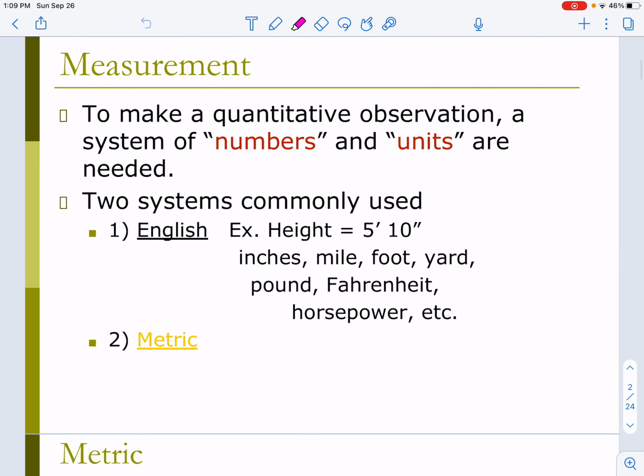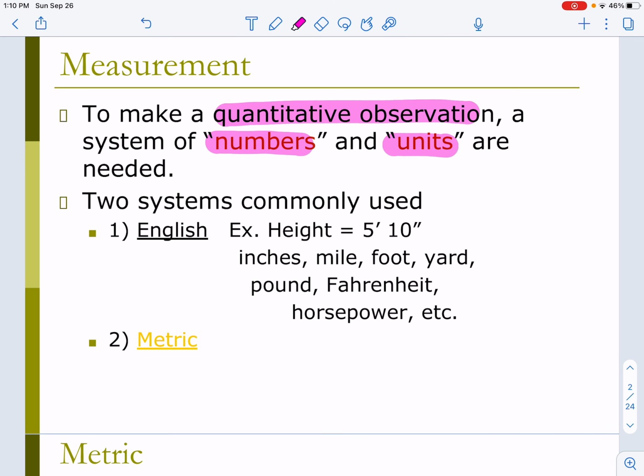So, measurements. The quantitative observations that we make always need to include numbers and some units. So we don't just say 5 or 7, we need to say 5 milliliters or 5 kilometers or 5 grams, whatever that particular substance is that we're discussing.